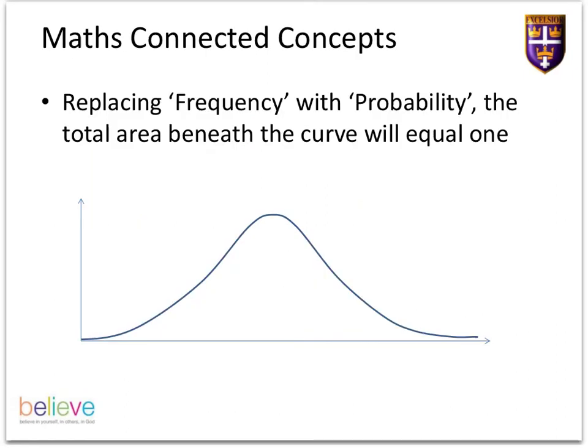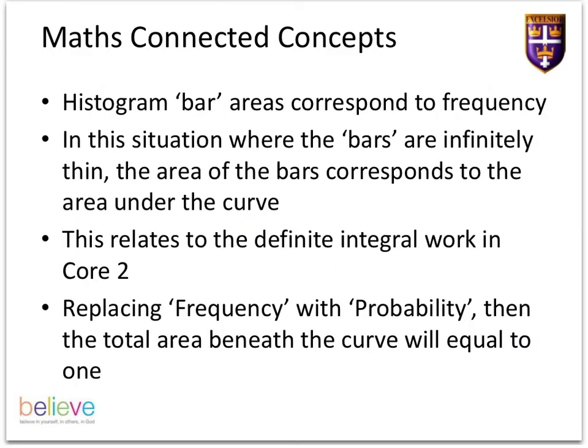One happy consequence of this is that if I replace the idea of frequency with probability, then I learn something about it. If the total frequency was all the area underneath that curve, then if I decide that instead of frequency it's going to be probability, I now immediately know what that area underneath the curve must be, because it's the total, and the total of all the probability should always equal 1. So here's a quick summary of those connected concepts. In a histogram, the bar corresponds to frequency. In a situation where the bars are infinitely thin, then I'm talking about integration. And if I do something that means that I can stop thinking about frequency and rather think about probability, then the total area underneath that curve would be equal to 1.